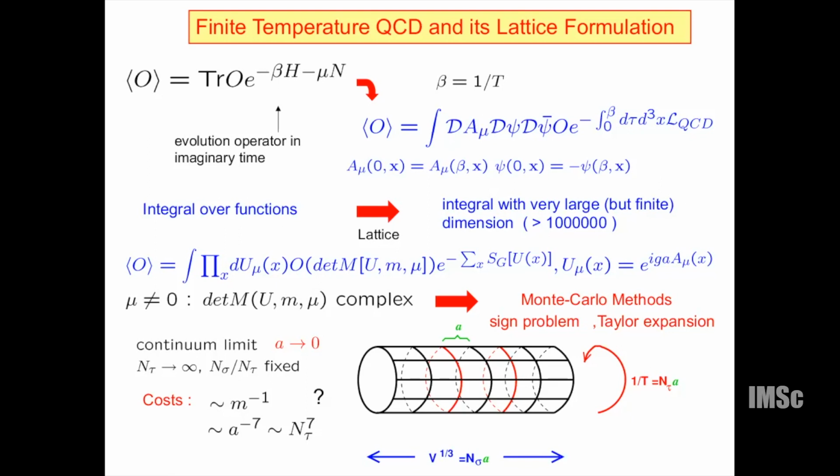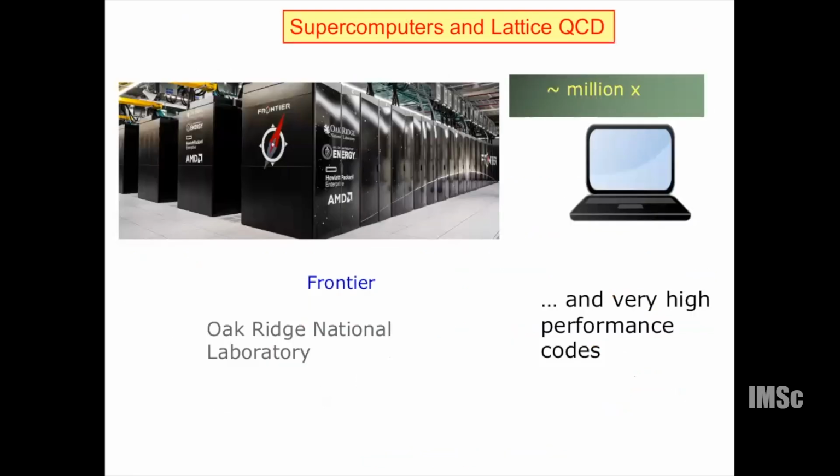So in practical simulations, the larger the N_tau, the better the calculation, in the sense that you are closer to the continuum limit. And of course, also the difficulty is going to small quark masses, because the cost goes like the inverse of the quark mass. Why is that a 7th power?